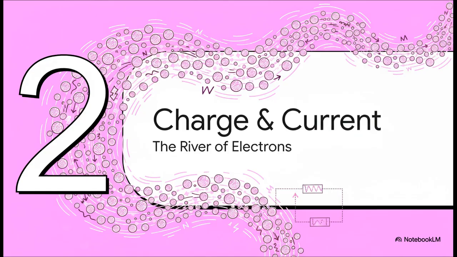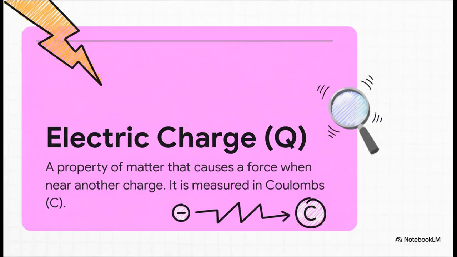Okay, so we've met some of the main characters. Now let's meet our hero, the electron. Or to be more accurate, trillions and trillions of them. This part is all about understanding their movement, this massive river of electricity. So it all starts with something called electric charge. This is the basic property that lets electrons move around and carry energy in the first place. And we measure this charge in a unit called coulombs.